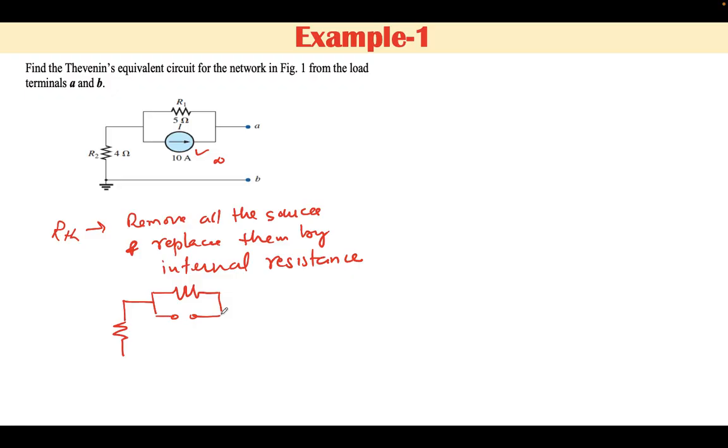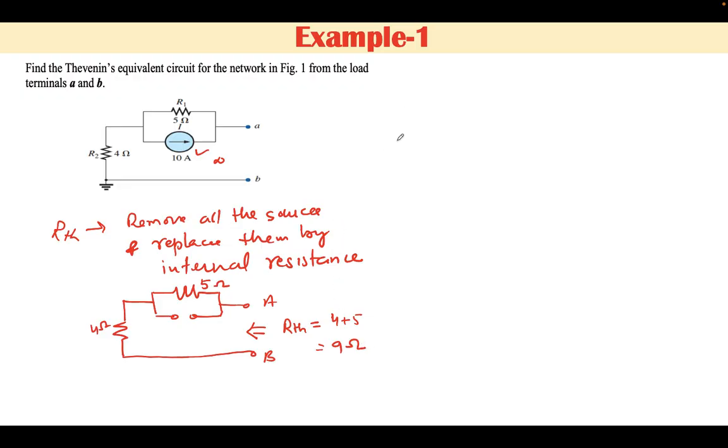it will become open at terminal A and terminal B. This is 5 ohm, this is 4 ohm. When we view this network from here, these two, 5 ohm and 4 ohm, are in series, and hence by observation only we can say RTH is equal to 4 plus 5, which equals 9 ohms.